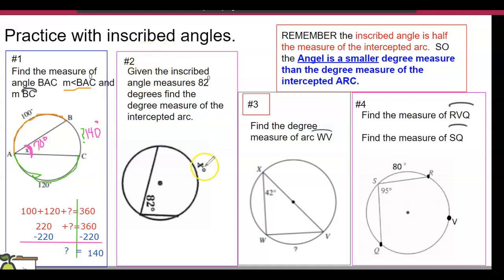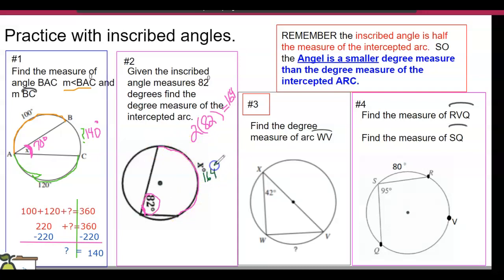Going to number 2. It says that the intercepted arc is X degrees. The inscribed angle is 82 degrees. So remember, this is half. So see, the arc is larger. The angle is a smaller degree. It's always smaller. So multiply that by 2, and you would find the arc. Okay, good. You should have done 82 multiplied by 2. So 82 times 2 is 164. So this arc right here is 164 degrees.